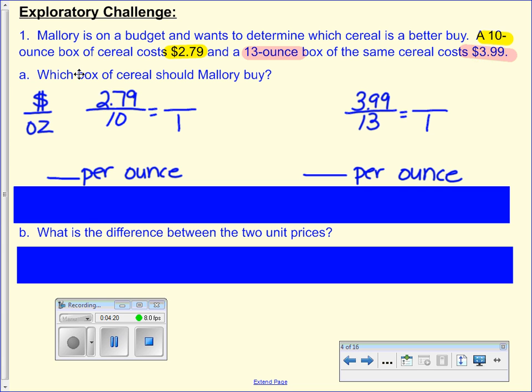What does that fraction bar mean? What does 2.79 fraction bar line 10 mean? Does it mean per? What else? What operation does it mean? Division. So that means $2.79 divided by 10. Think of it in terms of reducing fractions. You're going to divide that by 10 to get down to 1. But that also means 2.79 divided by 10. So here, this is $3.99 divided by 13.